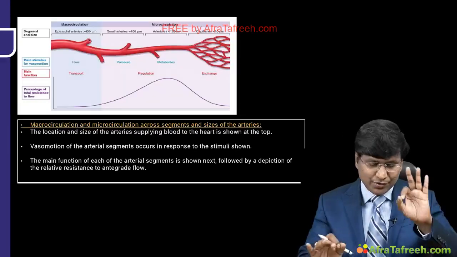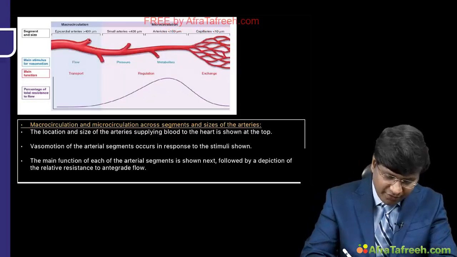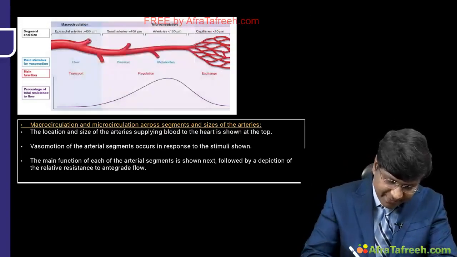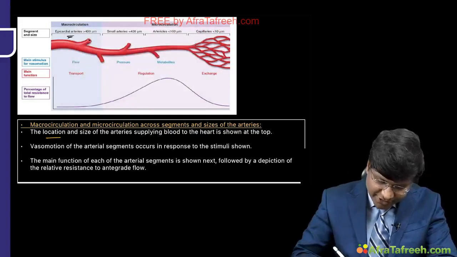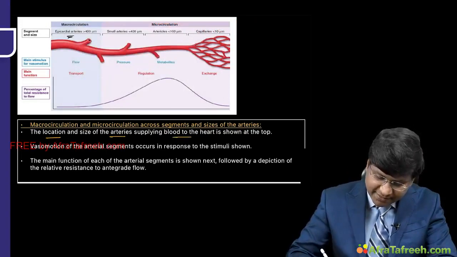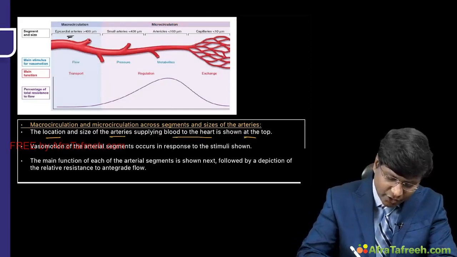Okay, so you have the three levels. Out of these three, you see here the upper one. What is this upper one telling you about? It shows the location and size of the arteries supplying blood to the heart.